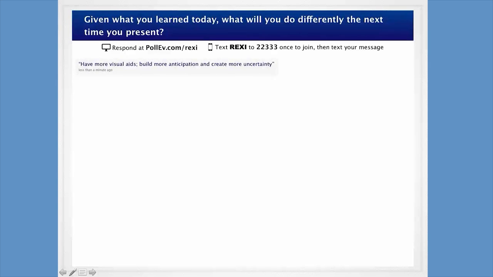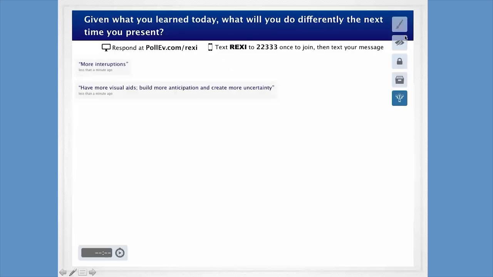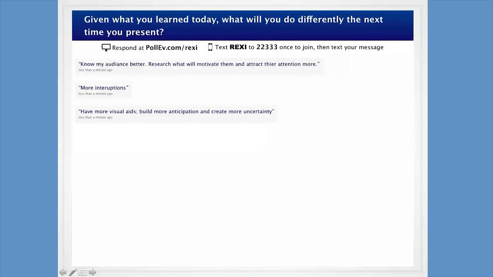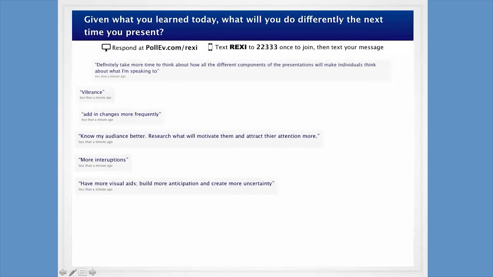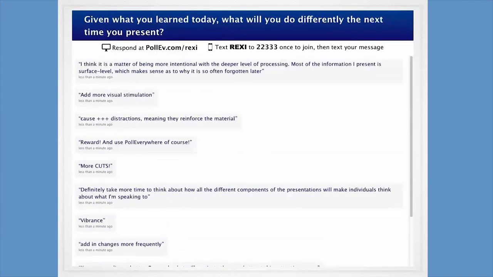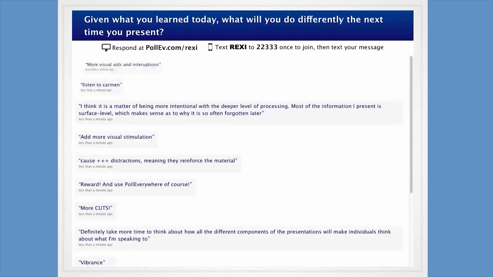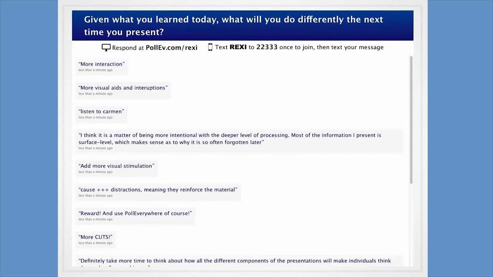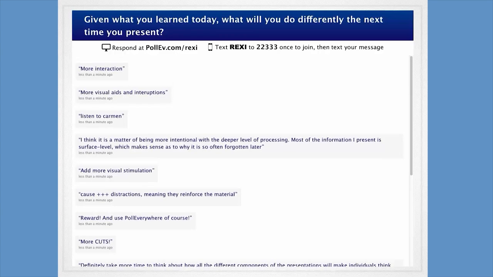As you're reflecting on what you have learned today, what will you do differently the next time you present? So you can click on that polling question and share with us some of your answers. I'm enjoying seeing this coming in. I love that you're saying I'm considering more cuts and more visual aids and even some interruptions. Interruptions don't always have to be bad.